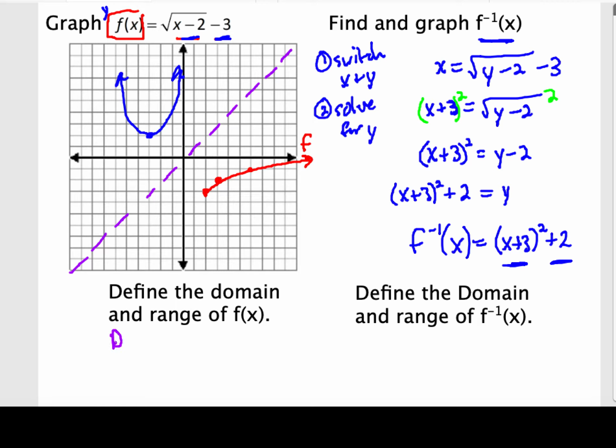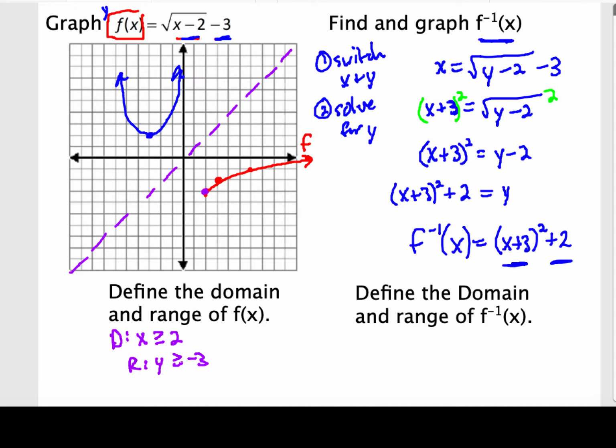What we need to remember is the domain and range of f of x. The domain of f of x started at 2 and only went to the right, so x was greater than or equal to 2. And more importantly, as we'll see in a minute, the range, y, started at -3 and again only rose from there.